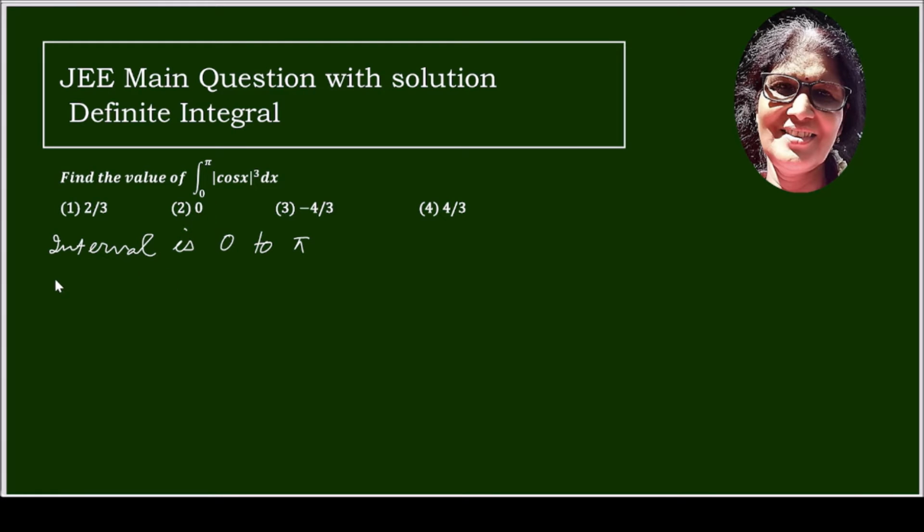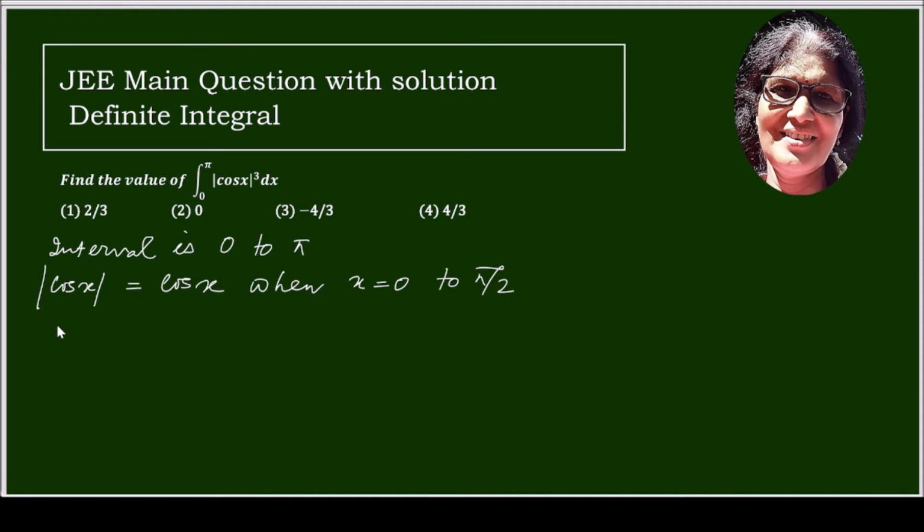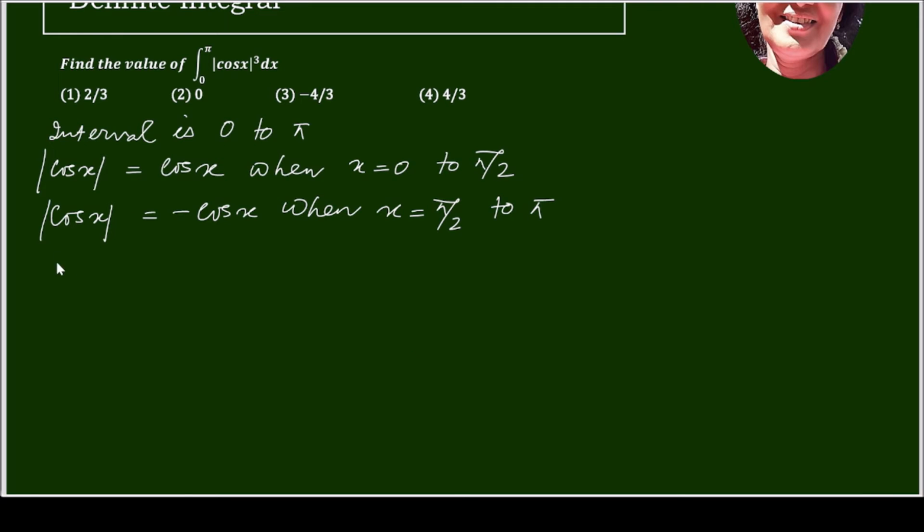So this |cos x| is the same as cos x, positive, when x goes from 0 to pi by 2. And in the interval pi by 2 to pi, the modulus of cos x is negative of cos x. So we'll break into two intervals, then we'll find the answer.